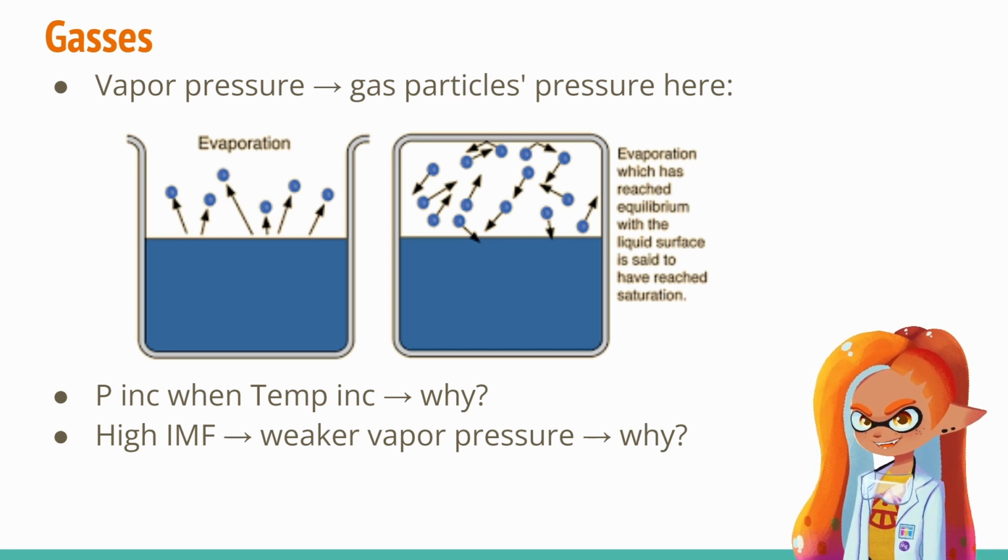If the liquid has high IMFs, the IMFs are really strong in that liquid, that means the attractions of the liquid particles are big. If they're big, they don't want to be a gas as much, and so you'll have fewer gas particles. When you have fewer gas particles, you'll have less pressure because you have fewer particles bouncing off the walls, and so that's why you have less pressure.